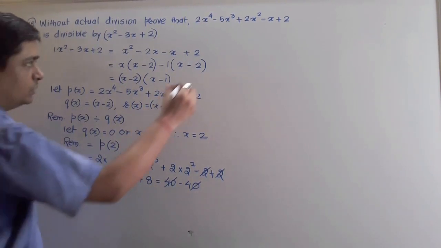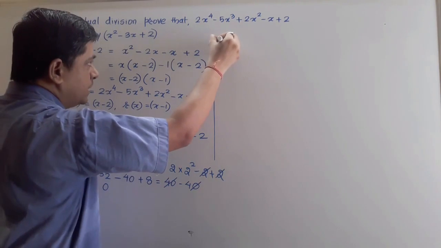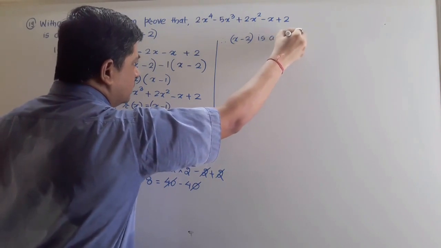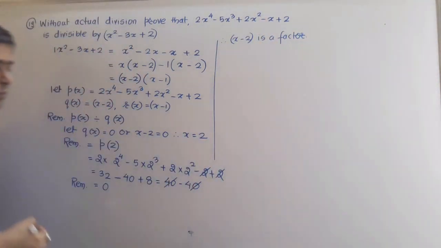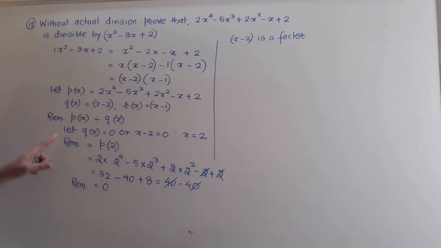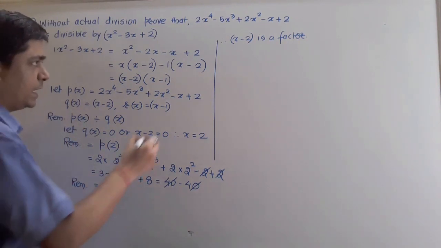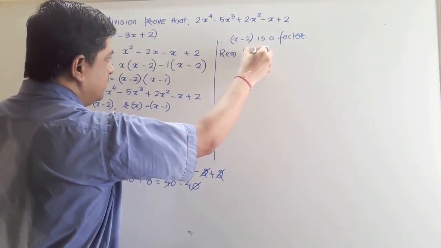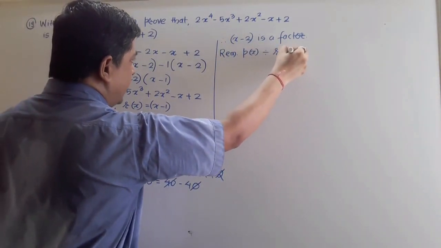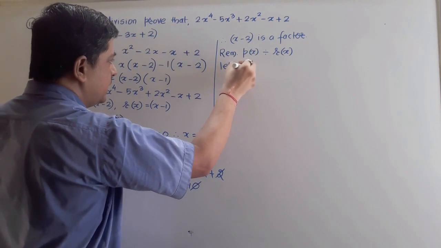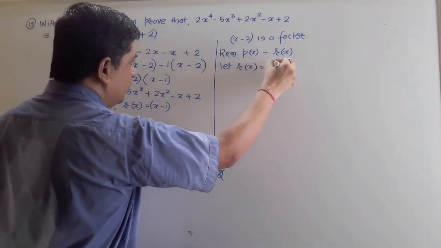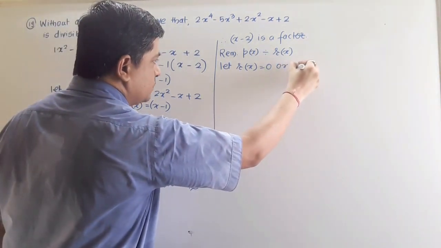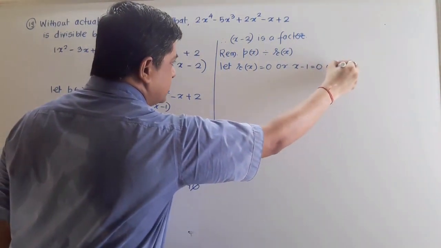So I can write down the concluding line for the first one. We can say that therefore x minus 2 is a factor of the given polynomial. Now let us see quickly when p of x is divided by r of x. Here I am finding the remainder when p of x is divided by r of x. For that I take r of x as 0. The value of r of x is x minus 1, so x minus 1 will be equal to 0, or the value of x will be equal to 1.